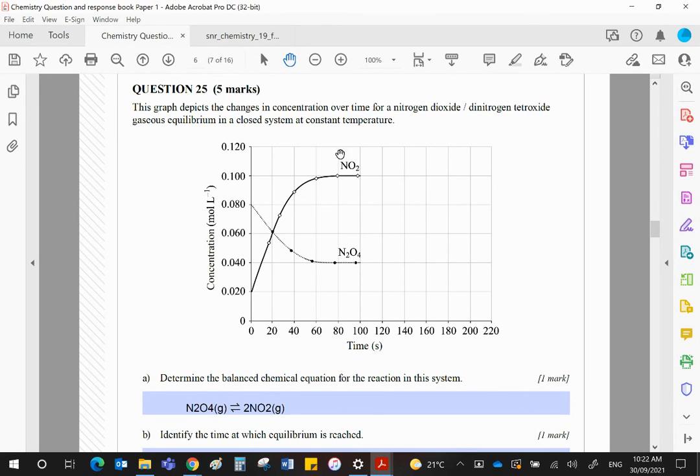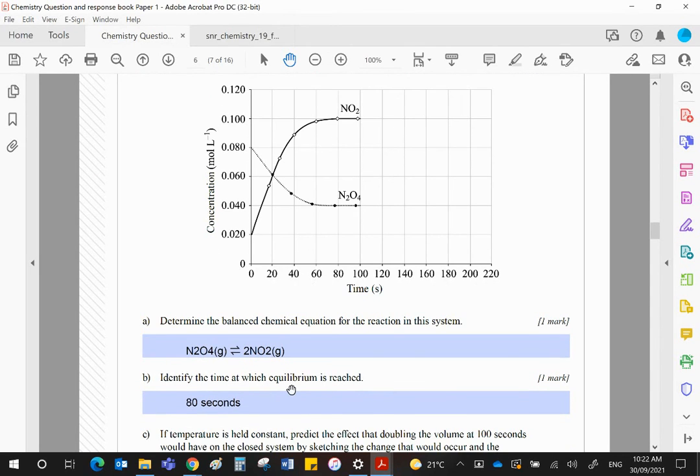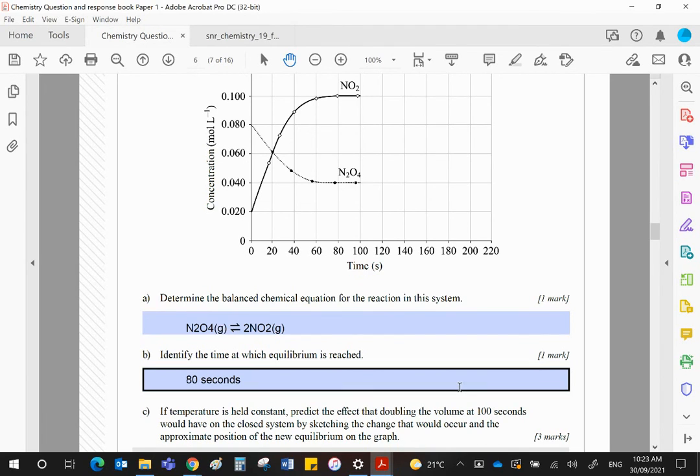Okay, we are looking at another equilibrium, a gaseous equilibrium between N2O4 and NO2. You can see that we're starting with concentrations of 0.02 of this one, 0.08 of that one, and then by the time of 80 seconds, you can see that both have leveled off, meaning equilibrium has been reached. Once concentrations are constant, rates are the same, equilibrium is reached. So the time at which equilibrium is reached is 80 seconds.